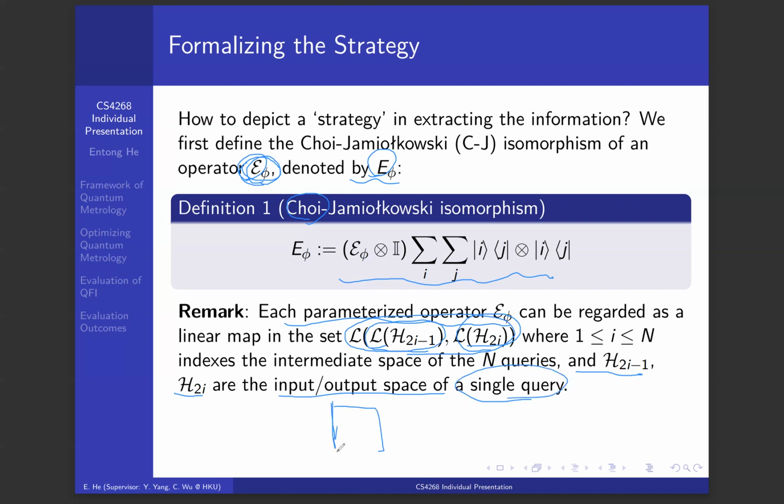It means that we are having a calligraphy E sub v, and suppose this is the ith query to the unknown quantum channel encoded with v, and we denote the input space as H sub 2i minus 1 and the output space as H sub 2i, and both are Hilbert spaces. And this arises from E being tensored with identity maps, and these are the operators of the same structure as the leading ones.